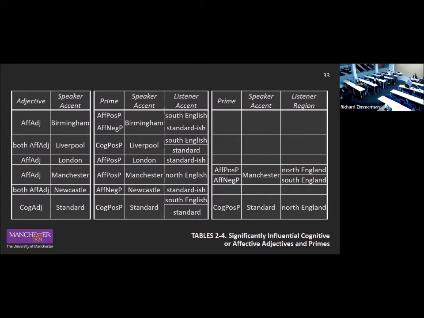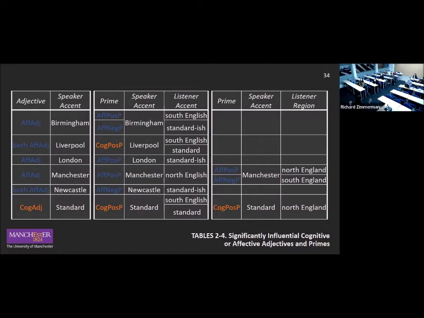And I will color code this for you. Hope that helps. Again, anything orange, cognitive, anything blue, affect. By the way, each table is sorted by speaker accent, so they're all in the same order by speaker accent. I want to start with Manchester, the speaker accent, and then Standard as well. You can see that across all interactions, Manchester is affected by affect more than cognition. Affective adjective, affective prime, again. The same goes with Standard, but for cognition: cognitive prime, cognitive adjective. So there is a consistency across conditions.